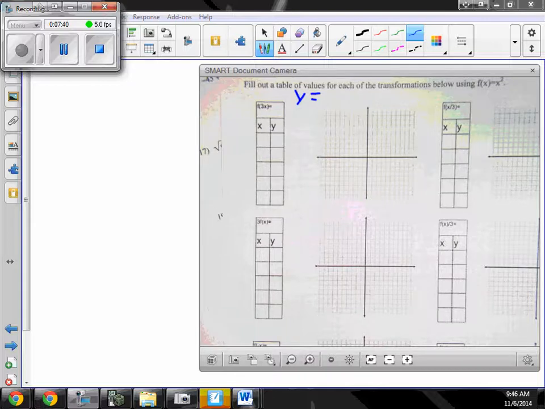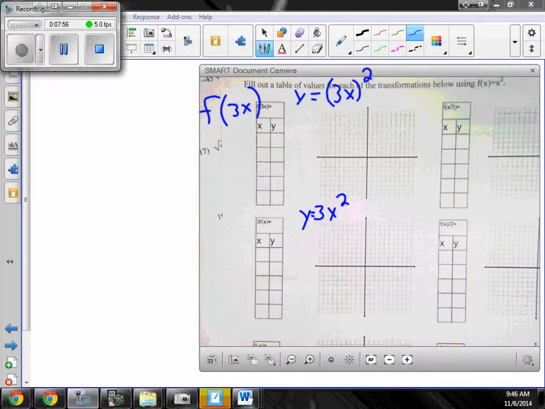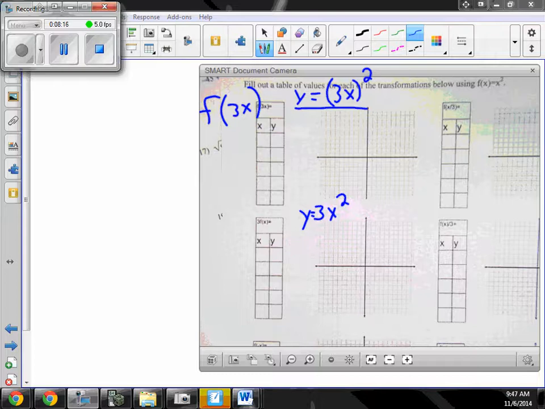Is it going to be quantity 3x squared, or is it going to be 3 times x squared? Well, if we look, it says f of 3x. So I'm going to replace my x with 3x and then plug it into the function. So this is what it looks like. Where an x used to be, I put a 3x, and once I multiply by 3, then I square it. Down on the one below, it's 3 times f of x. So that would be 3x squared.